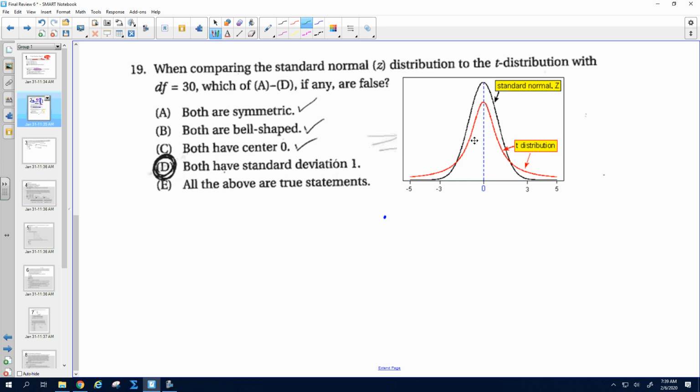Look at these spreads. So that's the one thing that's different. The T distribution has a smaller spread than the Z distribution. So the correct answer here is D.